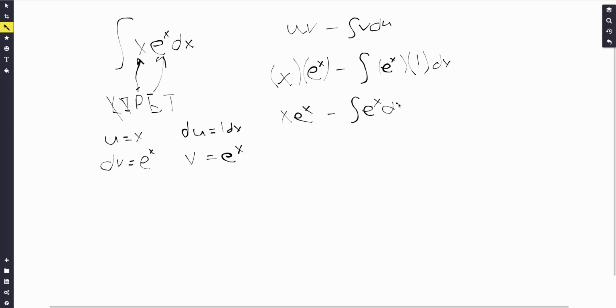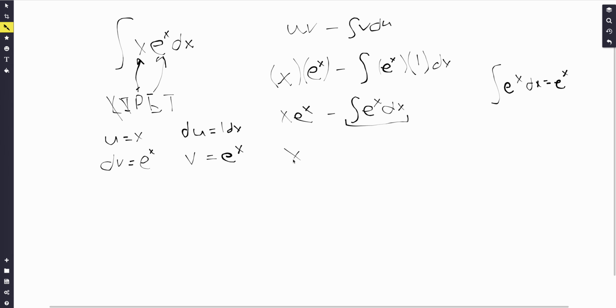Okay, now we could rewrite this as x e to the x minus the integral of e to the x dx. Now let's just treat this term right here. So we know that the integral of e to the x dx is simply e to the x, because the derivative of e to the x is e to the power of x, and then the integral of e to the power of x is e to the power of x. It just stays the same the whole time.